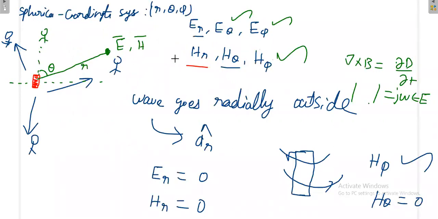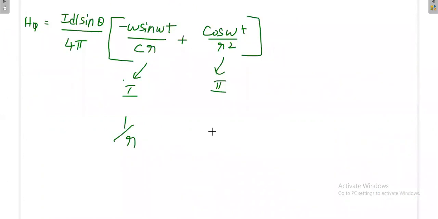R can be anything. So when R varies, this function varies like this. And here, if R varies, it varies like this. Now you think of these two functions when you are moving from the source. My source is here. You are moving from the source. When you are near to the source, say this is near.